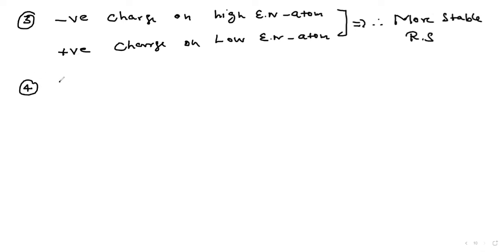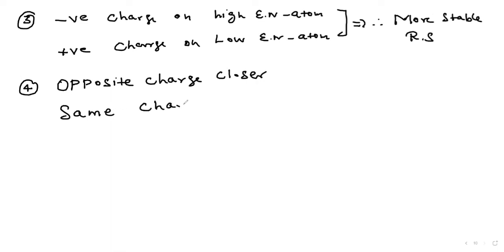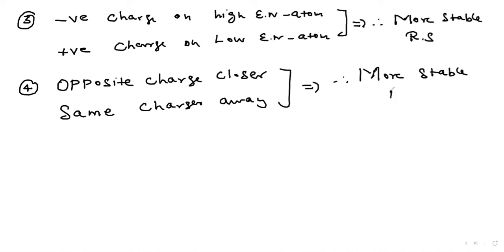The opposite charges should be closer to each other, and the same charges away from each other. That gives the more stable resonance structure. I'll give you examples. These four rules are enough to explain the properties of molecules. Now see.